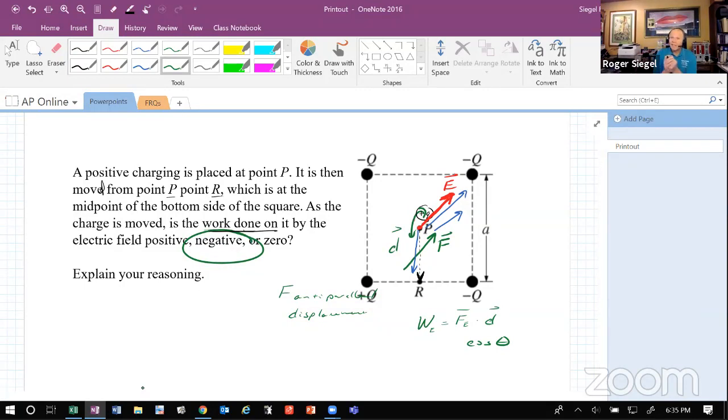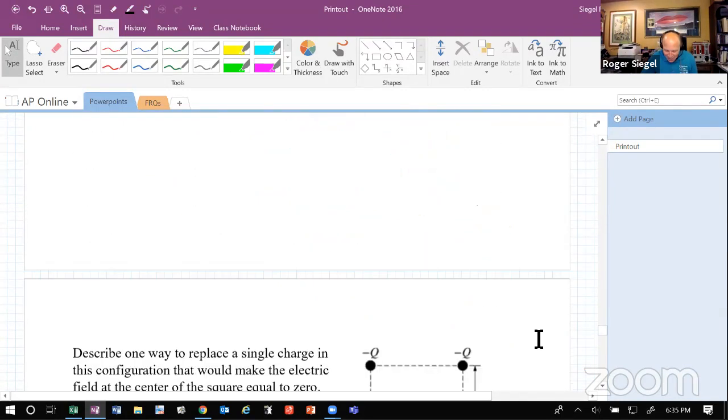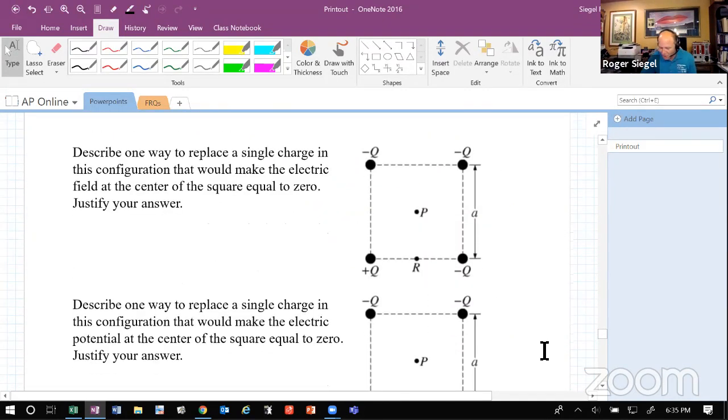Now, whoever pulled it, like if I'm the one who brought the charge, and I grabbed it and pulled it in this direction, then I do positive work, but the electric field does negative work. So that's very important that we make that distinction. All right, let's move on. We got a couple more and then we'll call it a night.